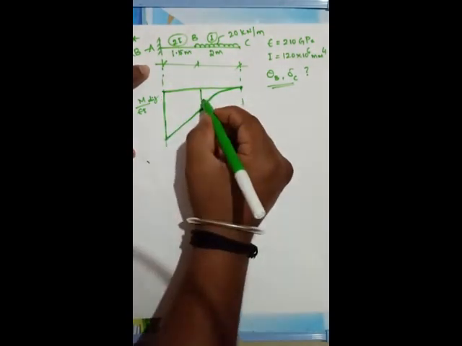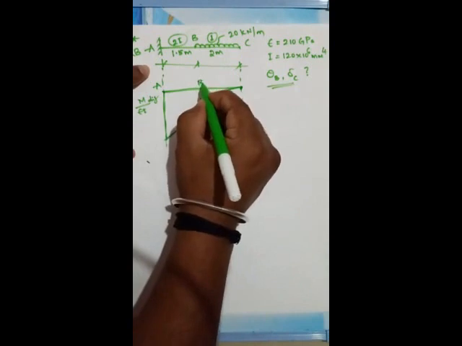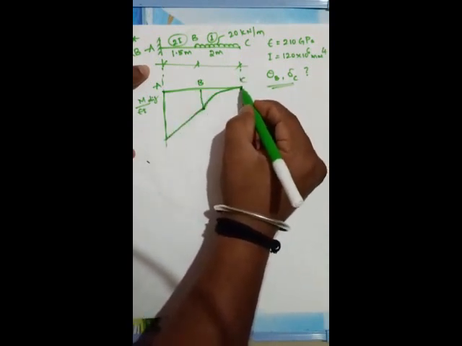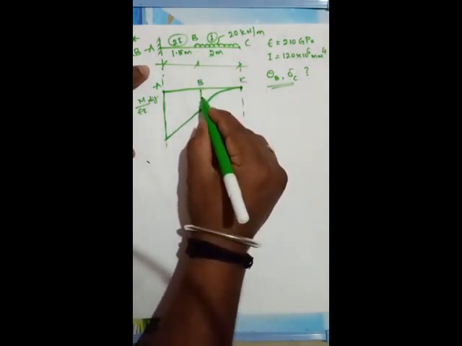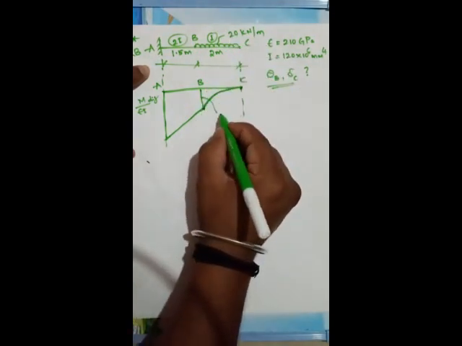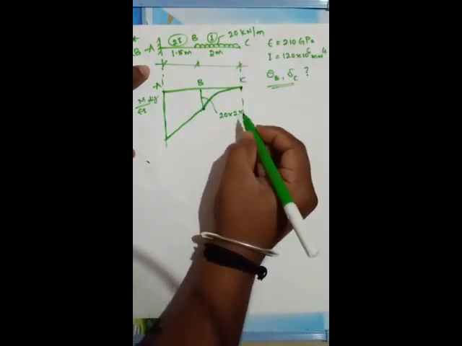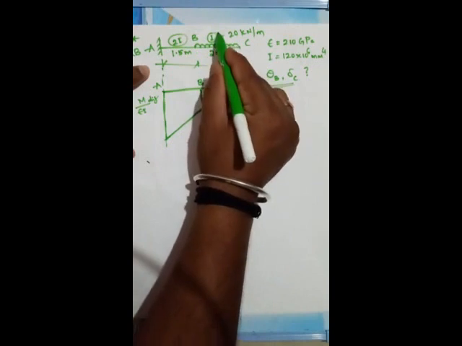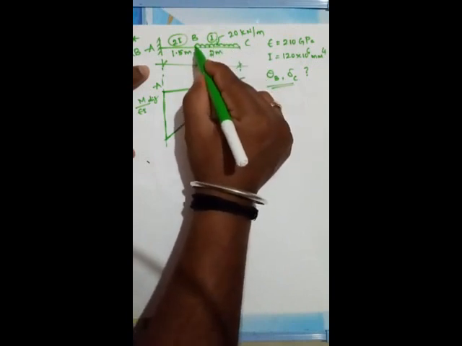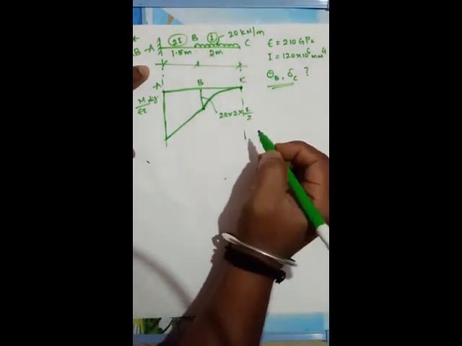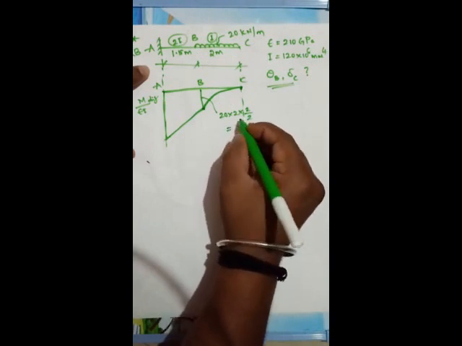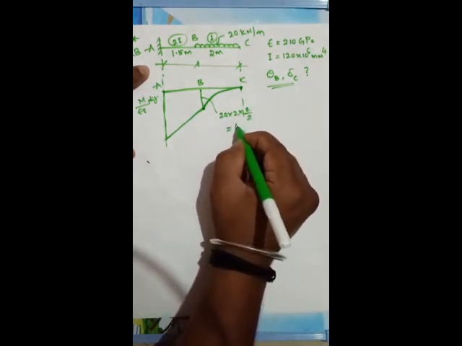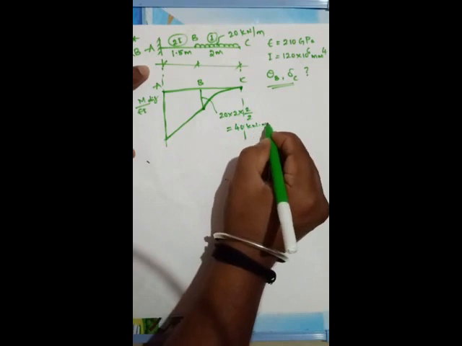Okay, so what are all these values? This is point A, point B, point C. Moment at C is zero. Moment at B, here it is 20 into 2, total load acting at the center, from here to here the distance is 2 by 2. So you'll be getting 40 kilonewton meter.